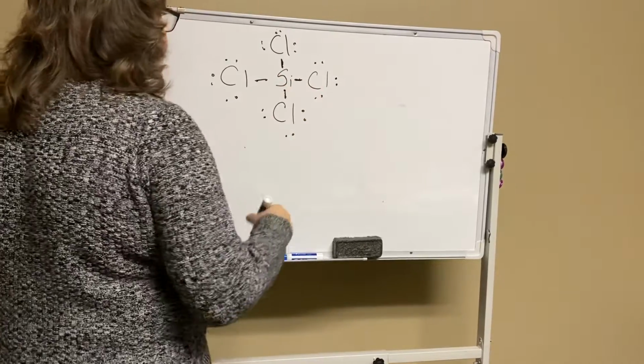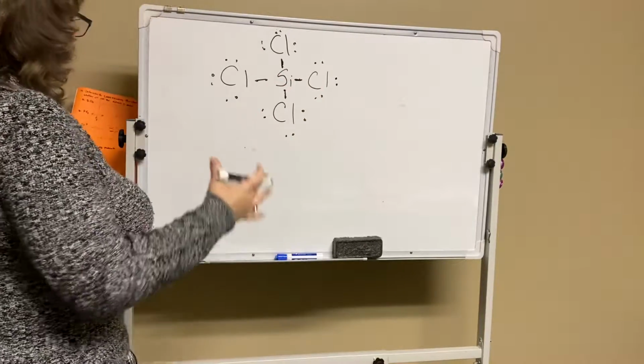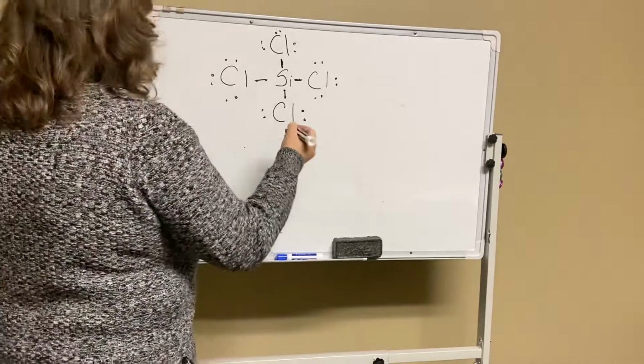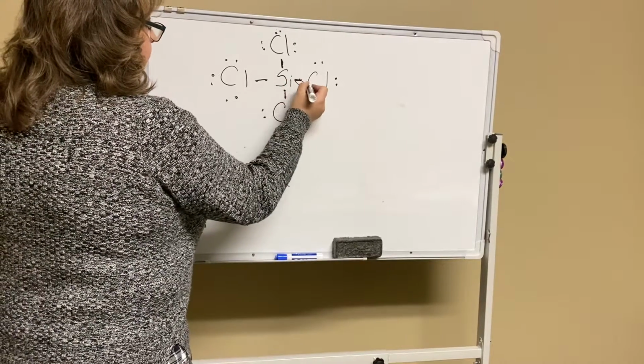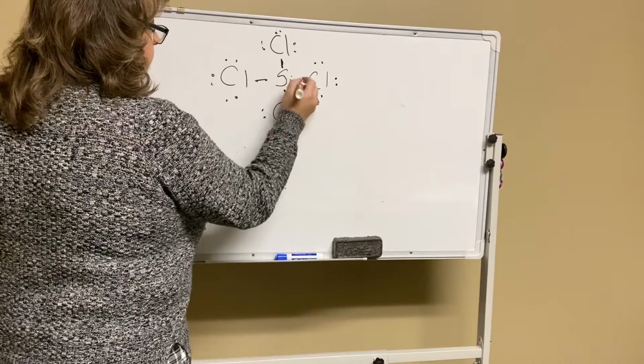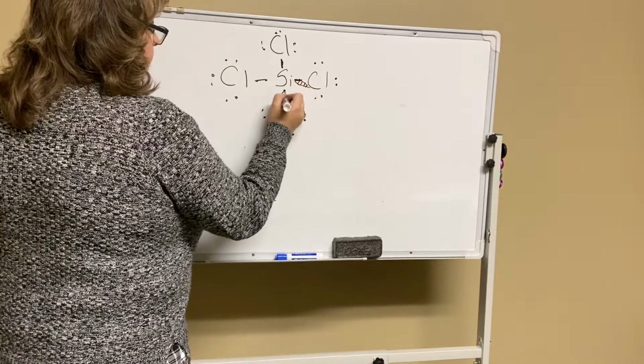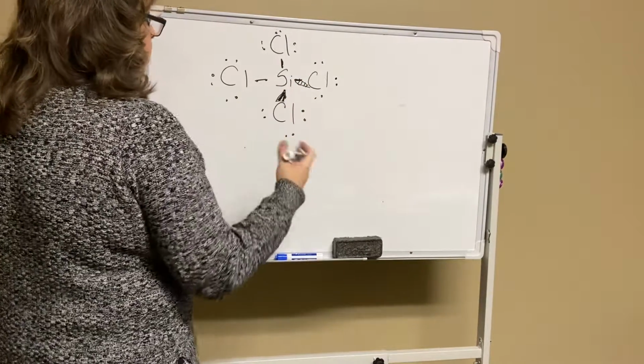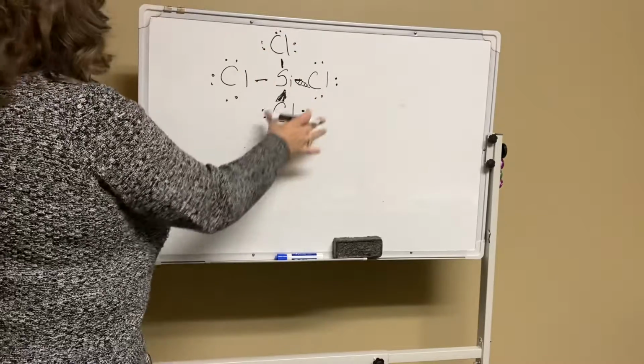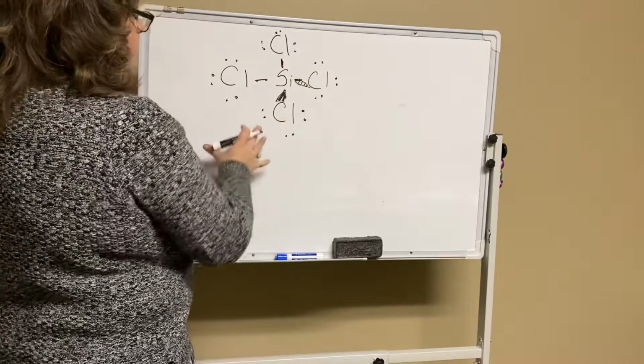So here are my bonds. Now, if I were to draw this in a three-dimensional way, you would have it like this. It's not art here, but it shows that that's a three-dimensional thing. Now we see that there are 4 sides, so the shape of this would be tetrahedral.